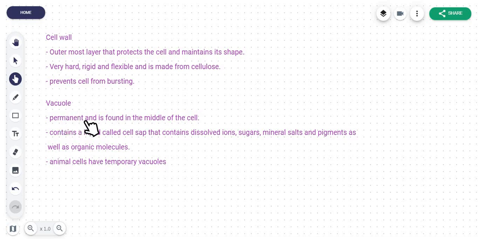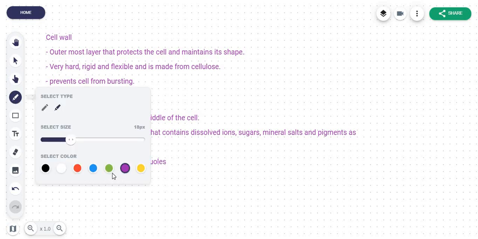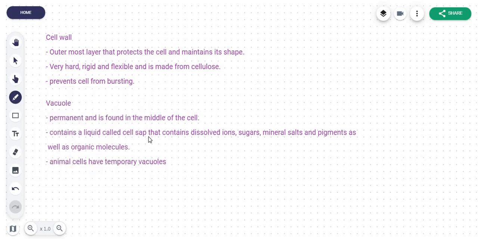The vacuole is always permanent in a plant cell, and is found in the middle of the cell. It contains a type of liquid called cell sap. Just remember the name of the liquid: cell sap. The cell sap is basically a solution, right?